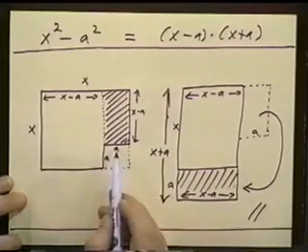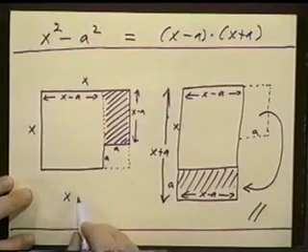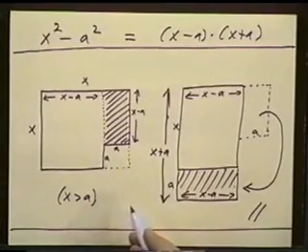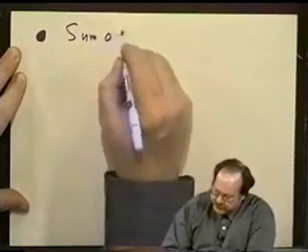Now, of course, I'm assuming that a is less than x here so that the picture makes sense. So x is greater than a here. But you understand the principle, I hope, and you've seen a nice picture to boot. All right. Well, we've looked at the difference of two squares. Now let's ask the obvious second question. What about the sum of two squares?